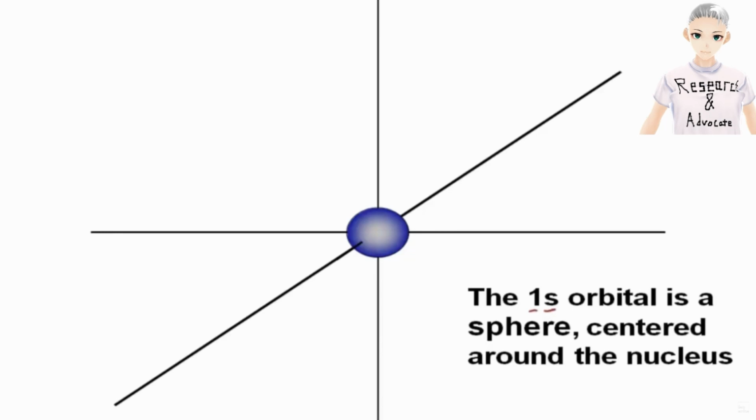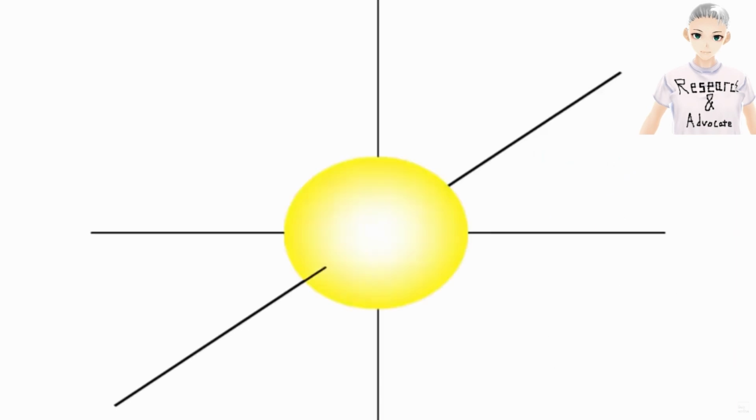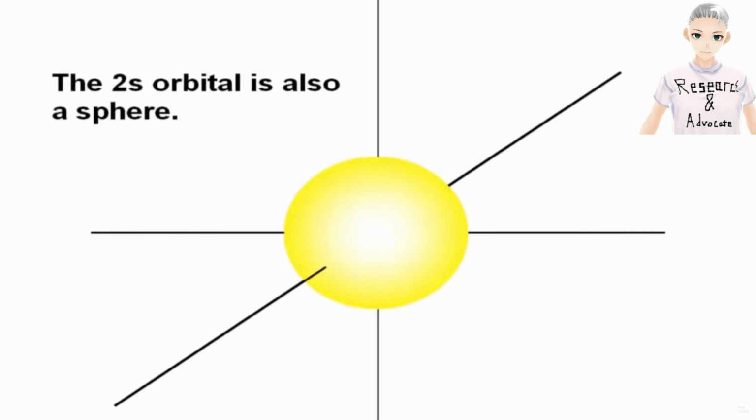The problem is orbitals can only hold a maximum of 2 electrons. So if we were talking about helium with 2 electrons, that would be fine. Helium would be happy with the 1s orbital. But what if we were talking about lithium? Lithium has 3 electrons. Where would the third electron go? Well, it would go in the next higher energy level orbital, which is the 2s orbital.